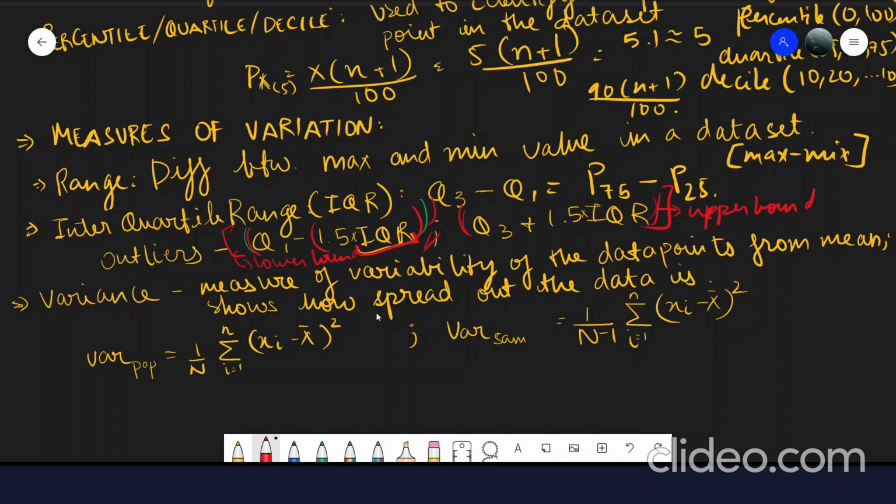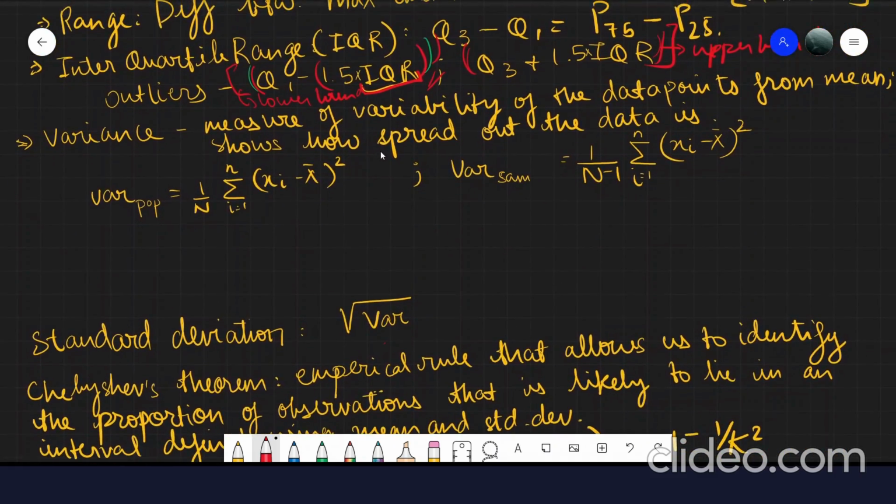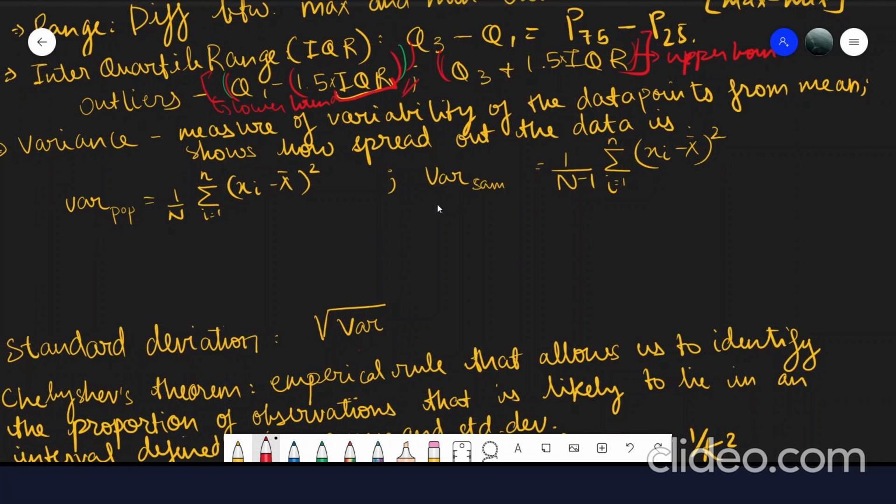Now let's move on to variance, which is one of the most important measures of variability. The variance is very common. It's used heavily in lots of applications, from machine learning to finance to quantitative operations, everything. The variance is basically used to measure the variability of the data points from the mean. It basically shows how spread out your data is. So if I have a data set, I get to know how spread around the mean my data set is.